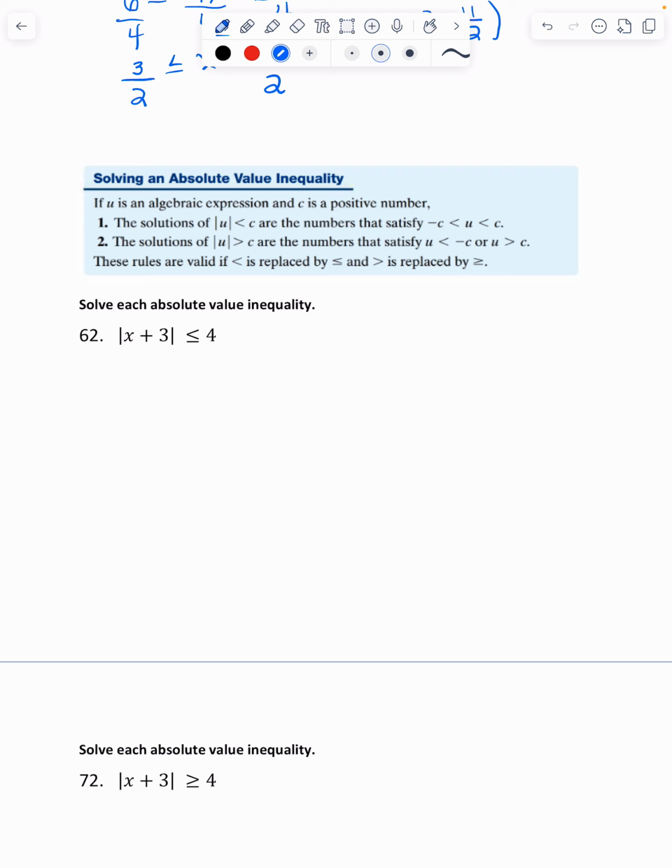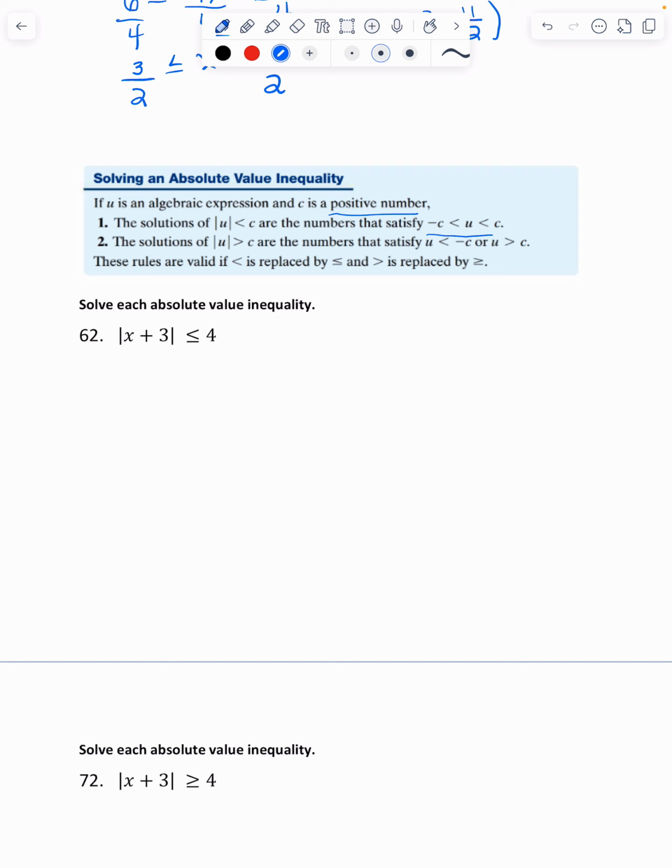Okay, let's look at what I've copied from your textbook. It says, if U is an algebraic expression and C is a positive number, now keep in mind, if you ever had an inequality set equal to a negative number, your answer is going to be no solution because absolute value has to be positive. That's why they're saying C has to be a positive number. If your inequality is less than, you're going to rewrite it as a compound inequality.